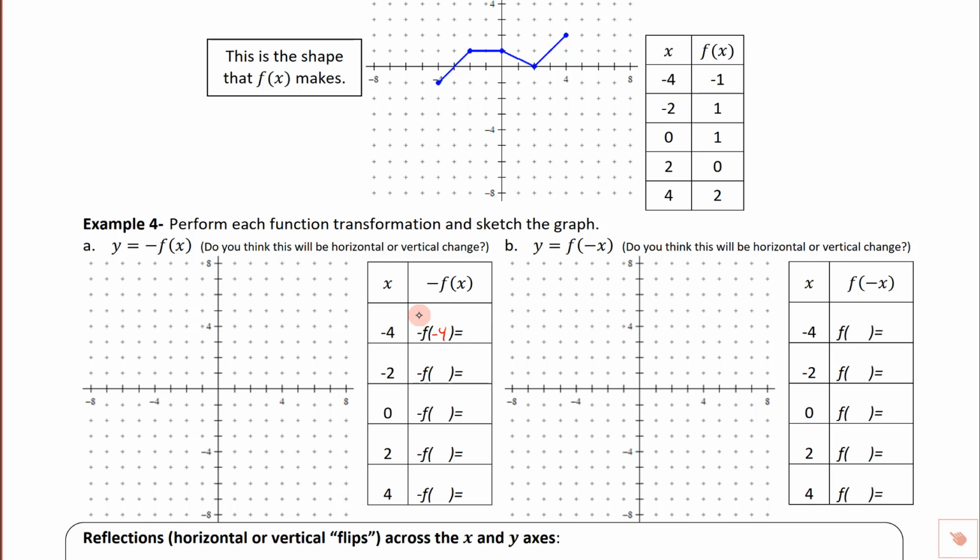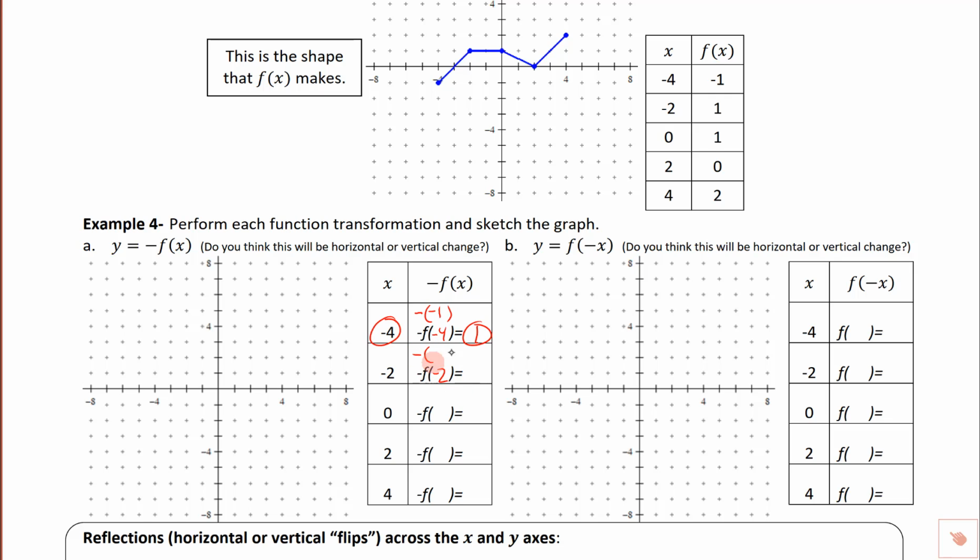f of -4 is -1. So this is going to be negative f of -4. So I'm going to put a -1 right here. So we're taking this function value right here and we're multiplying it by a negative. So negative times negative is positive. So we end up with -4, 1. Next one, we're going to put a -2 right here.